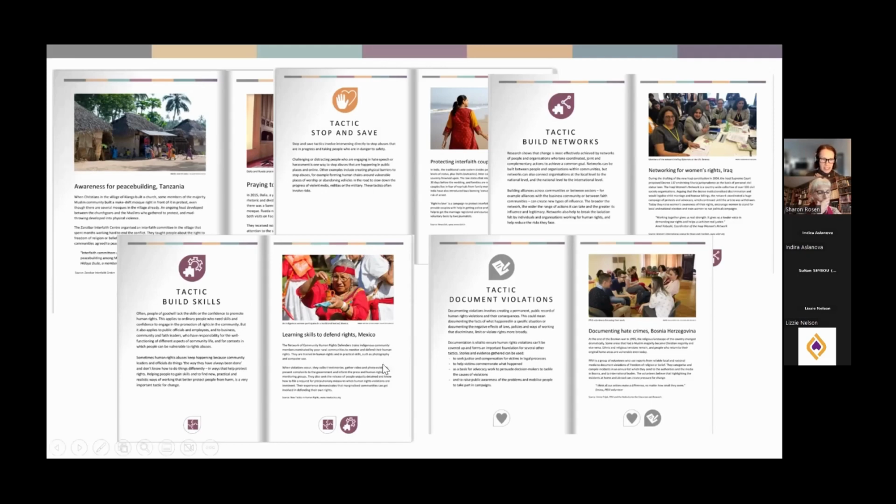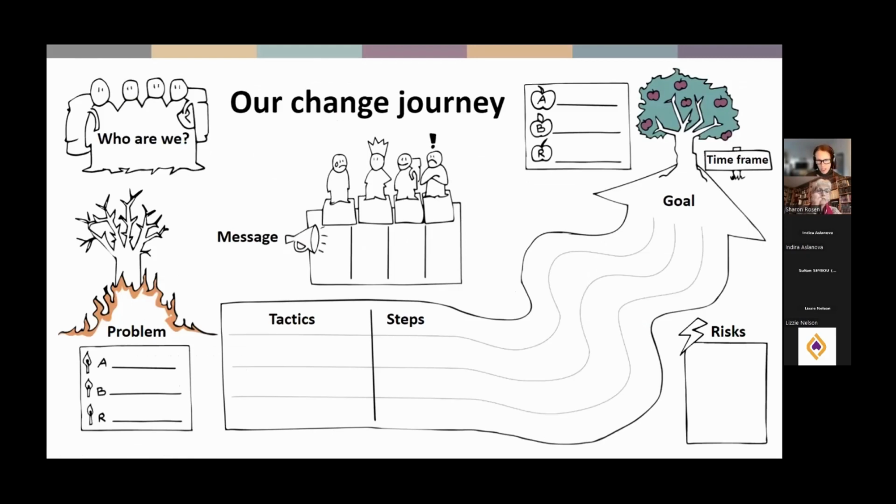So, yes, the last 2 sessions in the course help participants to learn how to use a very simple visual action planning tool. And you may be wondering what the letters A, B, and R are underneath the problem here or up in the top right corner there. And they stand for the attitudes, behaviors, and rules that are a problem. What are the attitudes, the behaviors, and the rules that are the problem? And then in the top right corner, you have, okay, well, what attitudes, behaviors, and rules do we want to see instead as our goal?